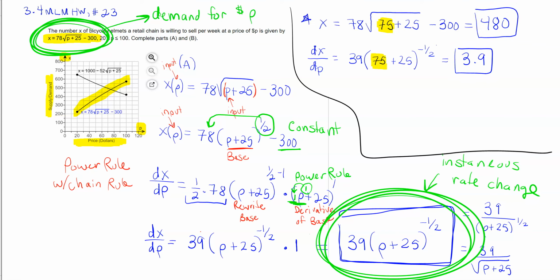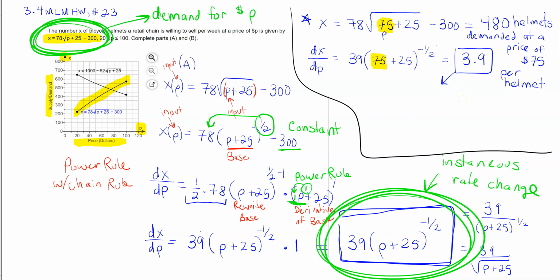So remember, in your original function, it was just telling you the demand at a certain price, right? So you have to think of your units here. When I plug price into my equation, it's calculating the demand, which was number of helmets. So I'm actually going to come over here and say that's 480 helmets demanded at a price of $75 per helmet. And then this 3.9, that's the instantaneous rate of change at that point in time.